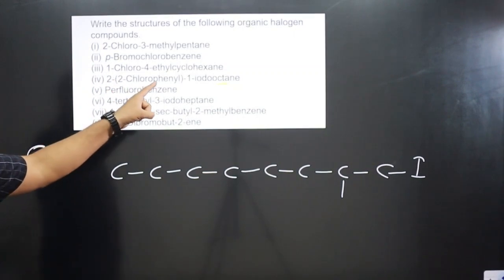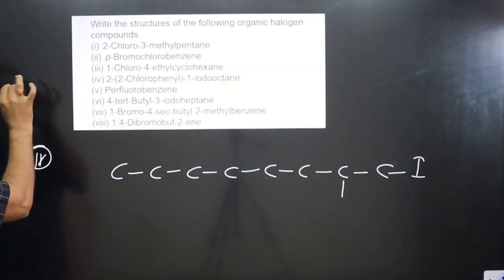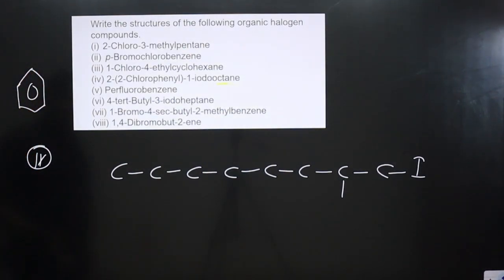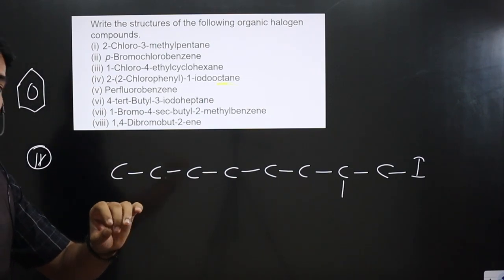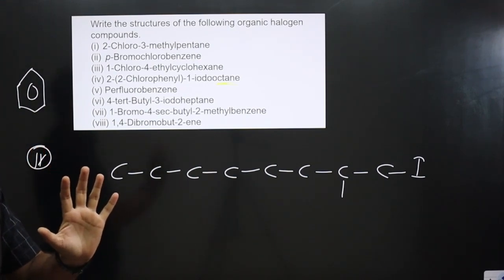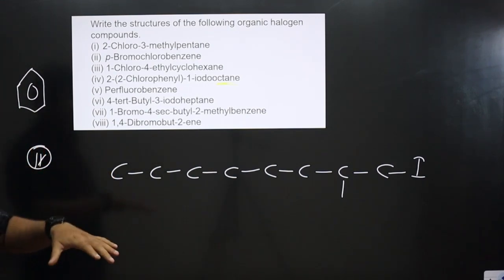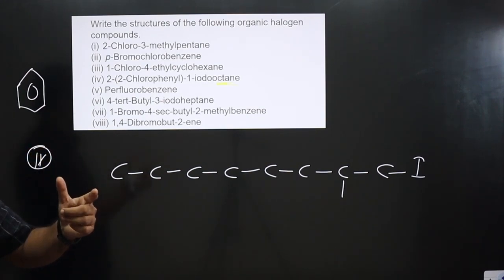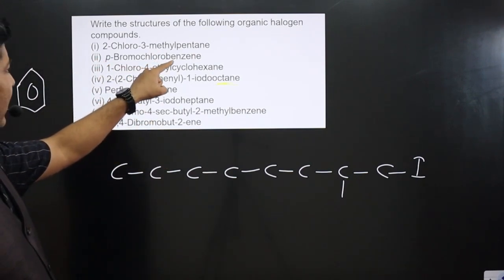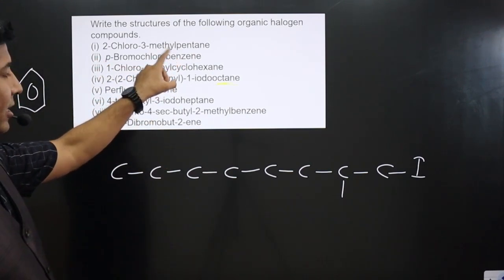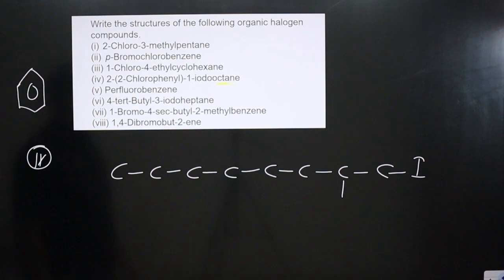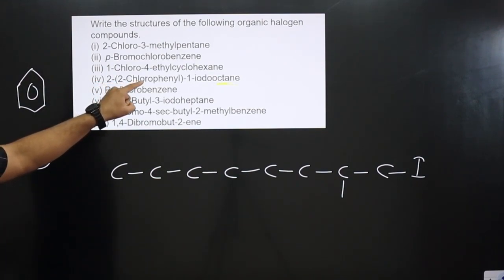It says 2 chlorophenyl. Cl is there. Phenyl is the benzene ring, but phenyl we use when the benzene ring is acting as a branch group. If we use benzene in the nomenclature, it means benzene is acting as a parent chain, like in the second case. If I mention phenyl, it is a part of the branch group. So it says 2 chlorophenyl.